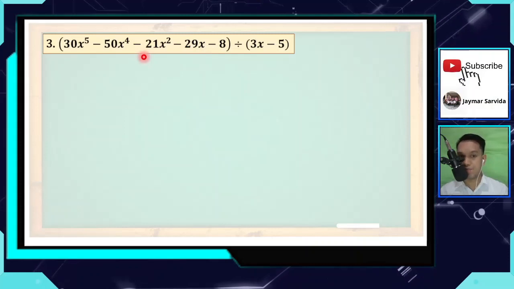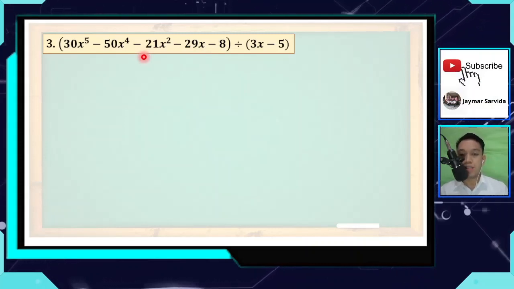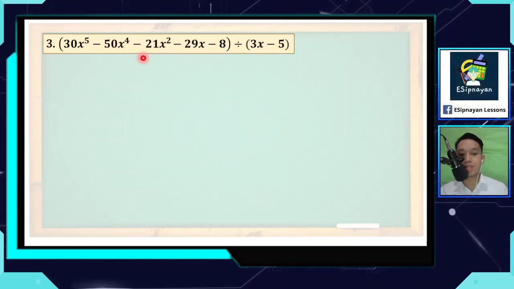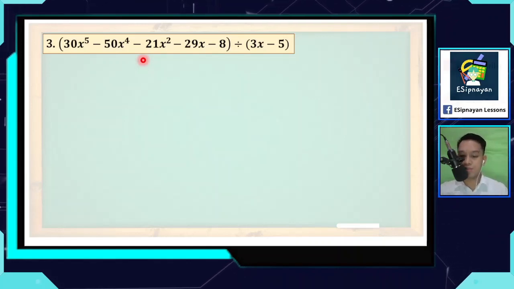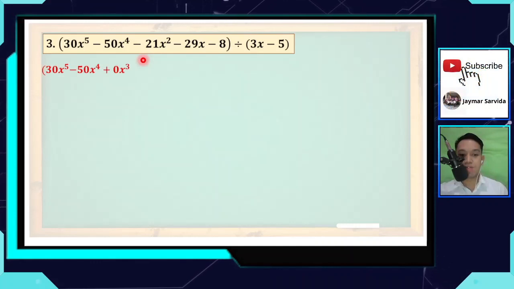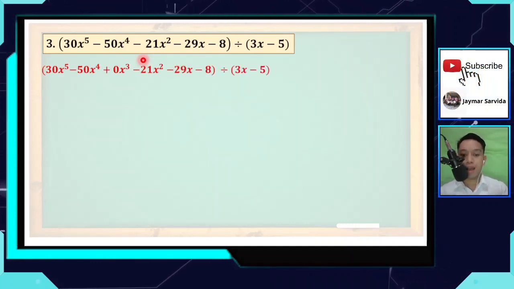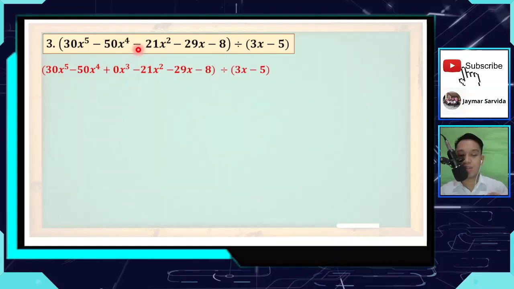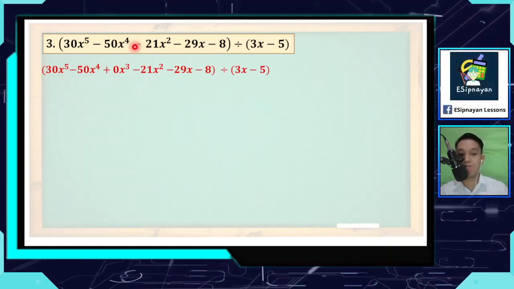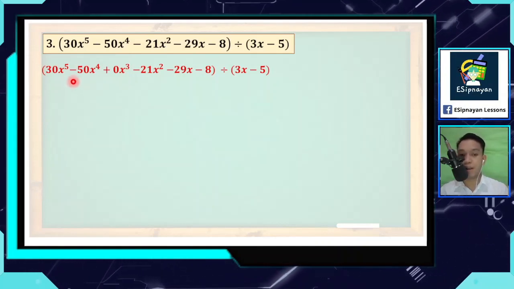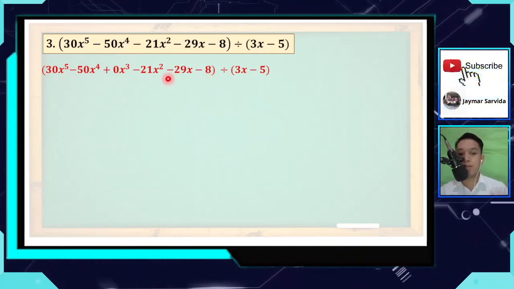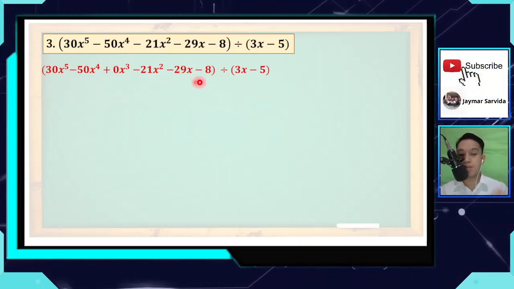it is missing a term, right? So let's put 0x cube as a placeholder so that the sequence of our terms is complete. So we have 30x raised to 5 minus 50x raised to 4 plus 0x cube, because 0x cube is the term missing in our dividend, minus 21x squared minus 29x minus 8 divided by 3x minus 5.